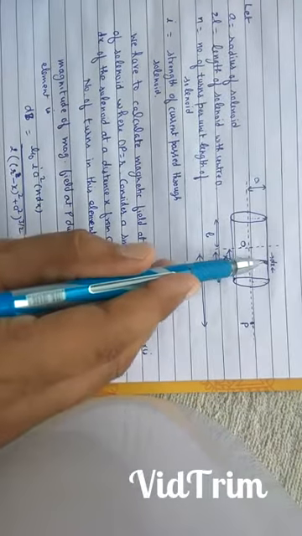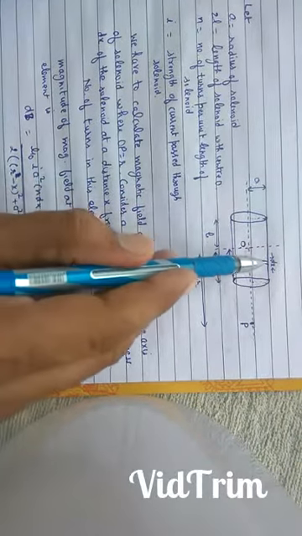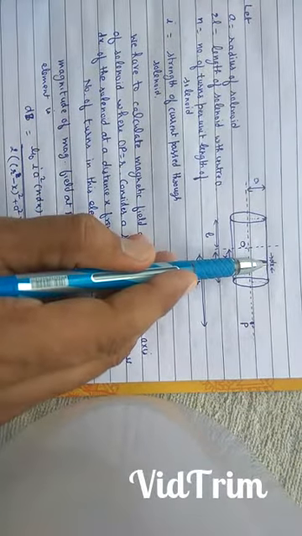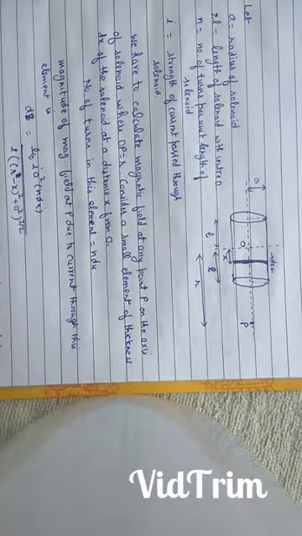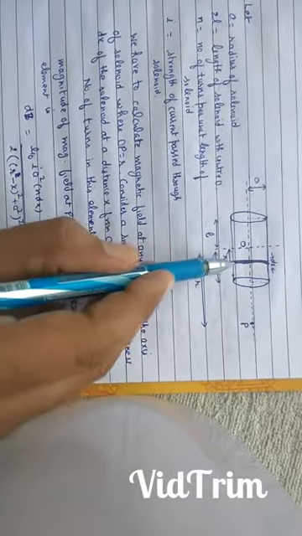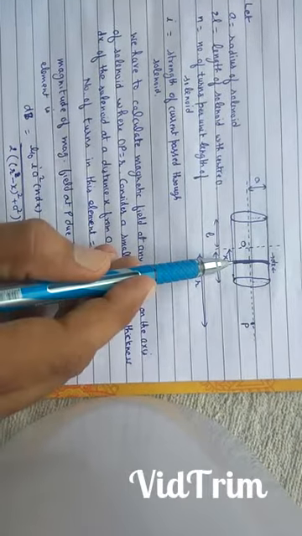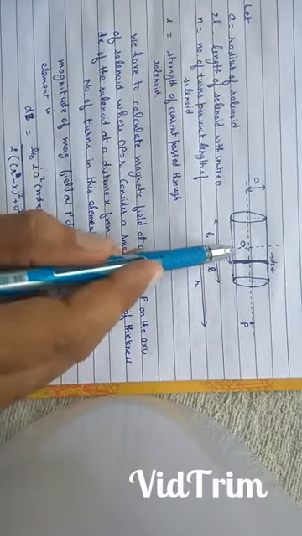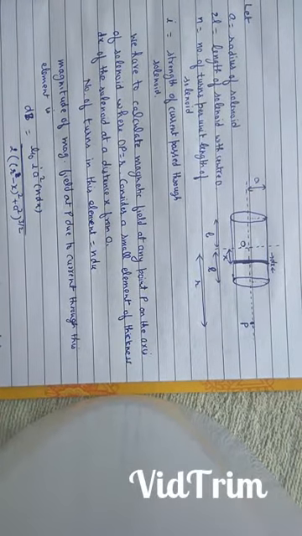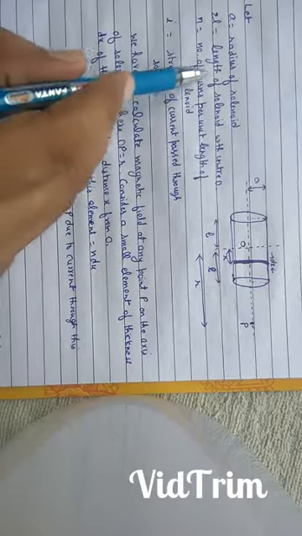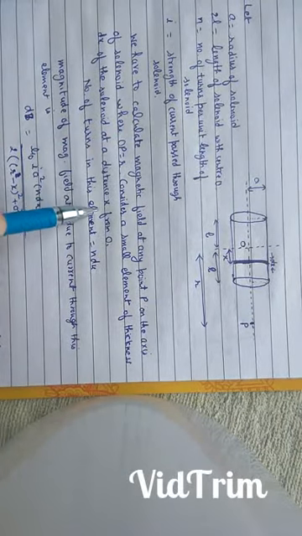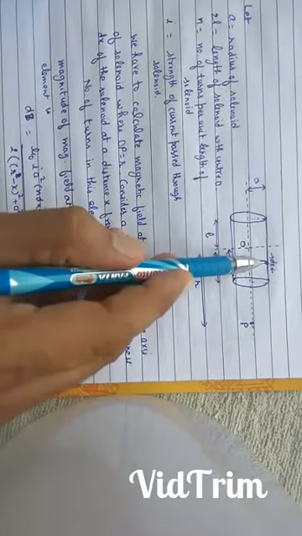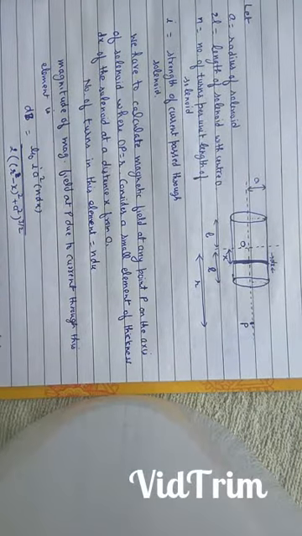Consider a small element of the solenoid of thickness dx at a distance x from the center O of the solenoid. The number of turns in this element is n dx, because the number of turns per unit length is n, so the number of turns in the length dx will be n dx.